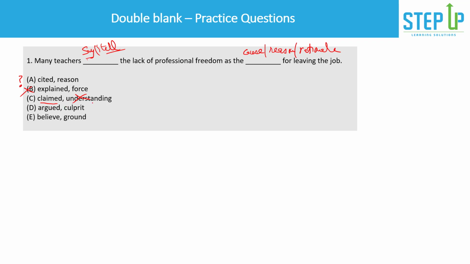Many teachers argued, okay, and professional freedom as the culprit. Now culprit is usually for a noun. You say he or she is the culprit, you don't raise something as the culprit, right? So I think this option is also out. Many teachers believe the lack of professional freedom as the ground for. Now ground may go here, reason seems fine, but then many teachers believe that something, right? Grammatically this doesn't go, so the best option is your first option. Many teachers cited the lack of professional freedom as the reason for leaving the job. Sounds correct, so let's go ahead with this.